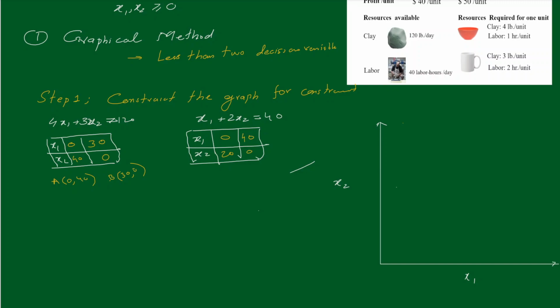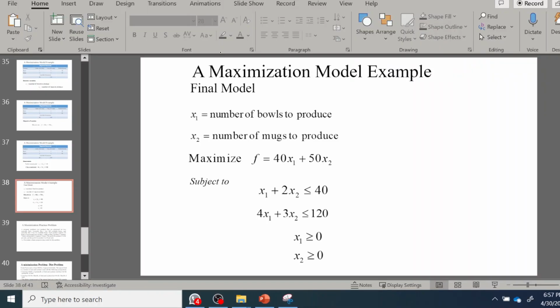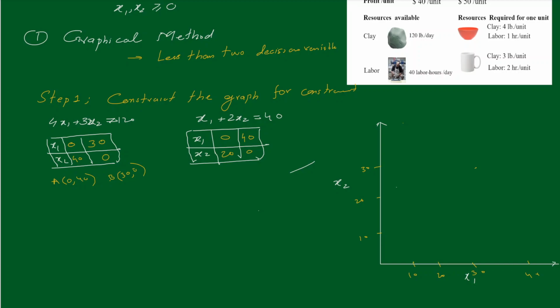So from here we can do the scaling. Let's say 10, 20, 30, and 40 on both axes. Okay, so from here we got other points. I call this point C, which is (0, 20), and I call this point D, (40, 0).